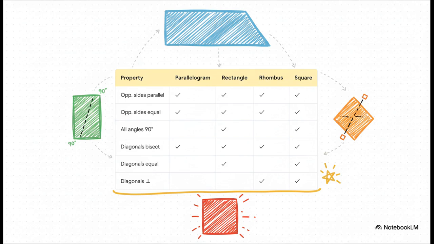Look, they're all part of the parallelogram family, so they all have the basic properties, opposite sides parallel and equal, and diagonals bisecting each other. But then come the special powers. A rectangle adds 90-degree angles and equal diagonals. A rhombus makes its diagonals perpendicular. And the square? Well, the square is the superstar. It has all the properties. This table is absolute gold, so make sure you save it.